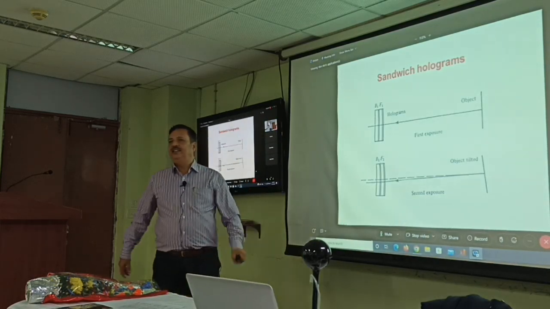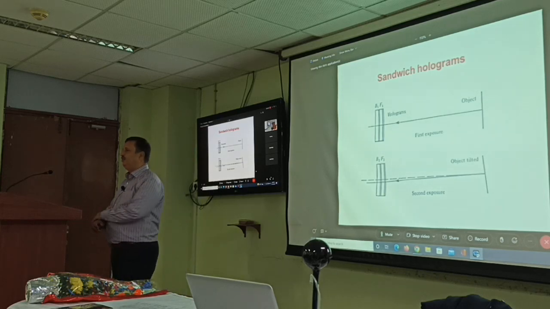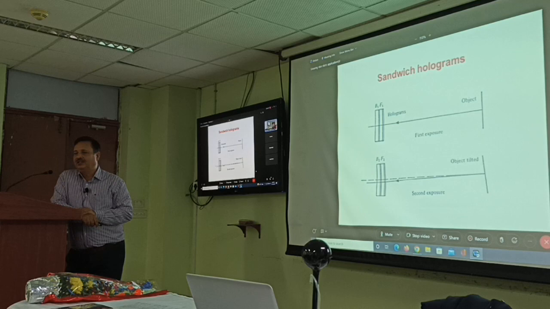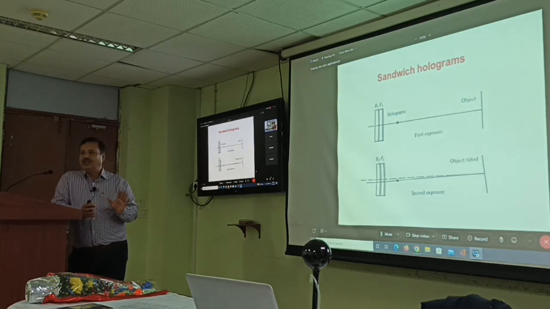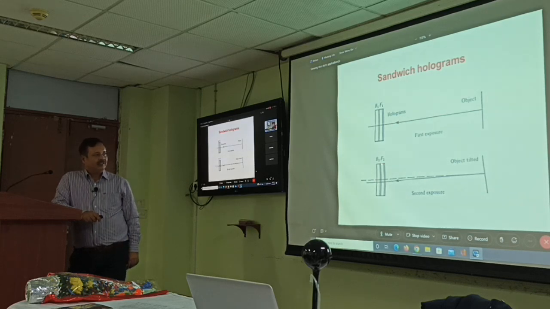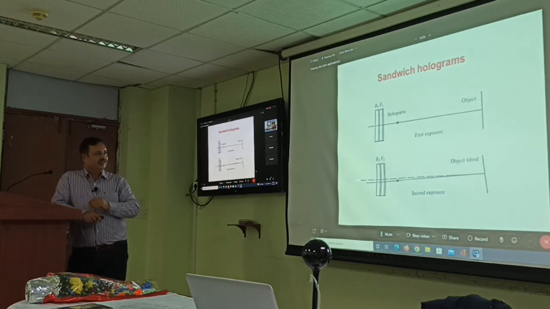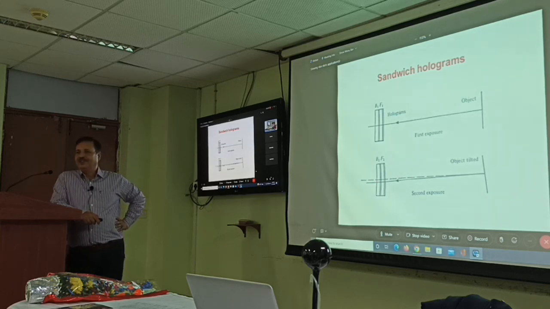Then in this series, for holographic interferometry, we have a technique called sandwiched hologram. It means you are taking two holograms, sandwiching them together. You have this object and this is the first exposure. Then you can see some tilt here. It is what you are asking for, the angular tilt. So some tilt has been introduced, and you can see how much it is. That is with the second exposure.